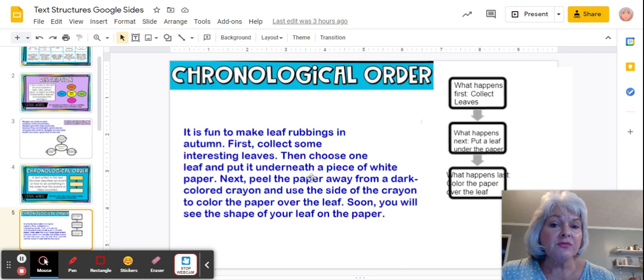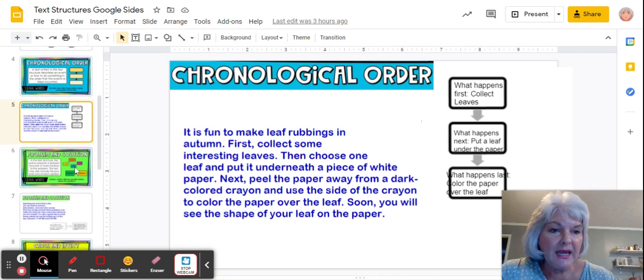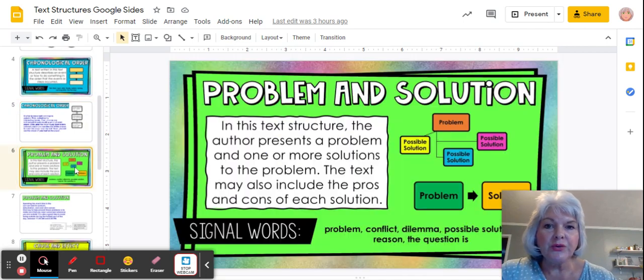So what happens first? From this text, you say, oh, you collect the leaves. What happens next? Well, you put the leaf under the paper, right? And then what happens last? Well, you're going to color the paper over the top of that leaf. So think about what's being asked in the text, and then how do you put that in order?